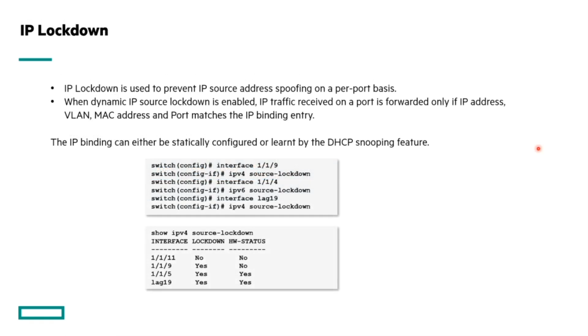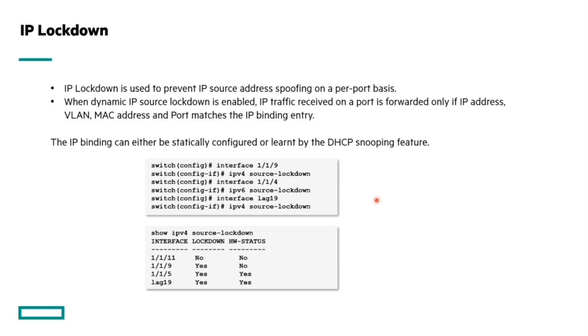Just a bit of familiarization and refresher on IP lockdown. It's used to prevent IP source address spoofing on a port basis. When the dynamic IP source lockdown is enabled, IP traffic received on a port is forwarded only if the IP address, VLAN, MAC address and port matches the IP binding entry. The IP binding entries can be either statically configured or learnt from the DHCP snooping feature.